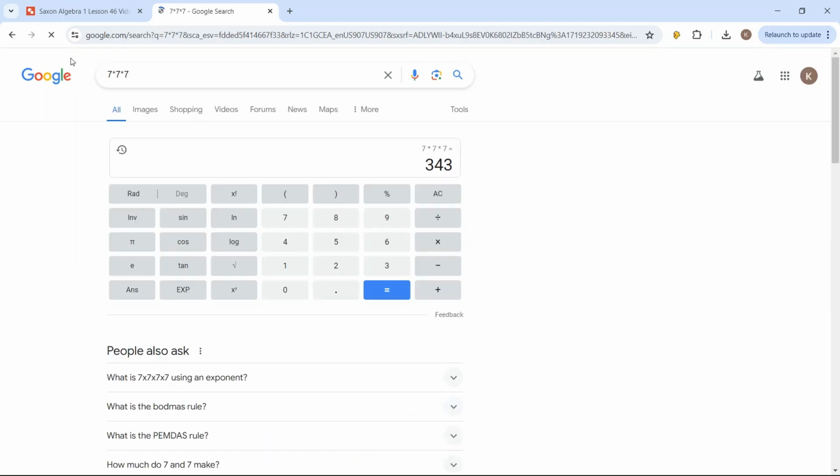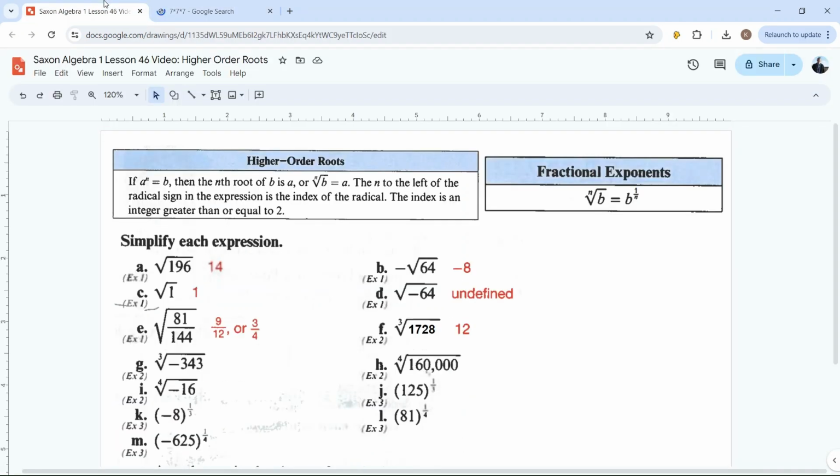343. I figured it out. 7. Now, negative 343 can be found by multiplying negative 7 times negative 7 times negative 7. Negative 7 times negative 7 is positive 49. Positive 49 times negative 7 is negative 343.